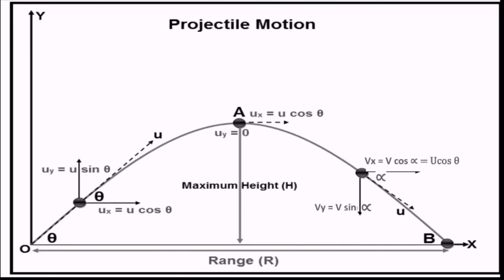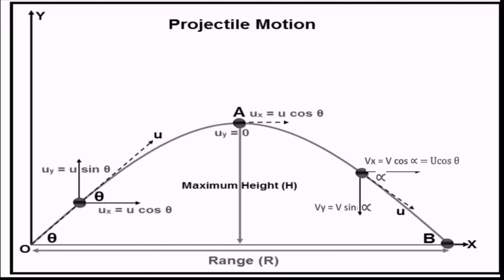The terminologies and the notations used in the projectile motion are as follows. Angle theta is the initial angle, also known as angle of launch. U is denoted as initial velocity and V is denoted as final velocity. Alpha is the angle of landing, or the angle at which the projectile or the object hits the ground.